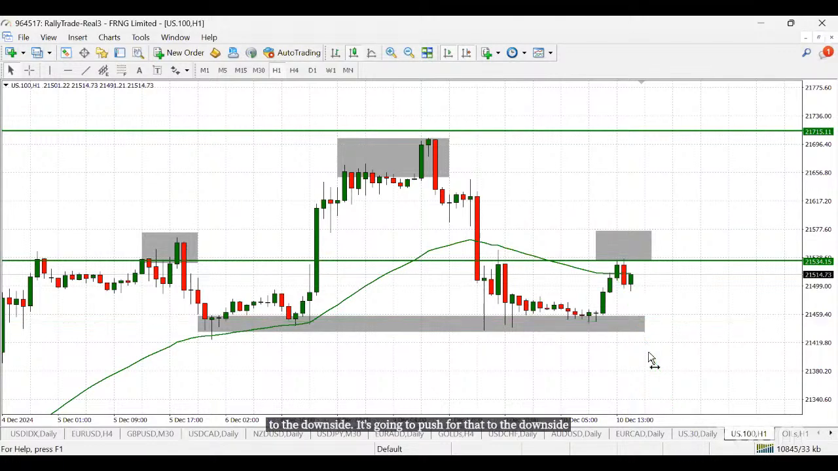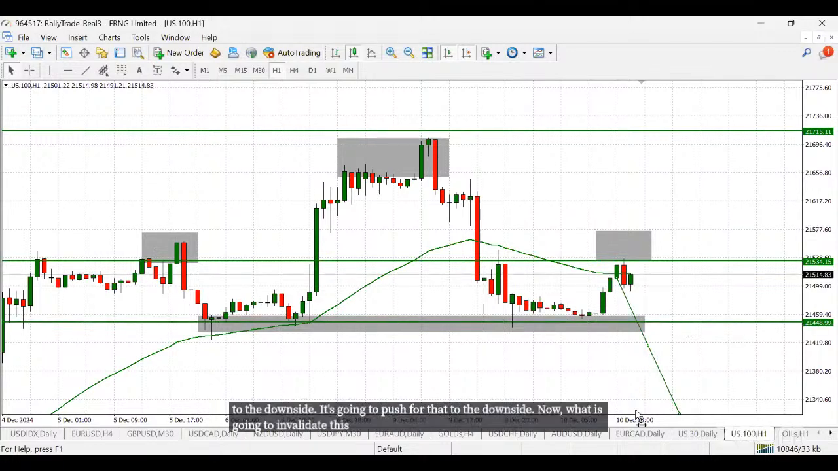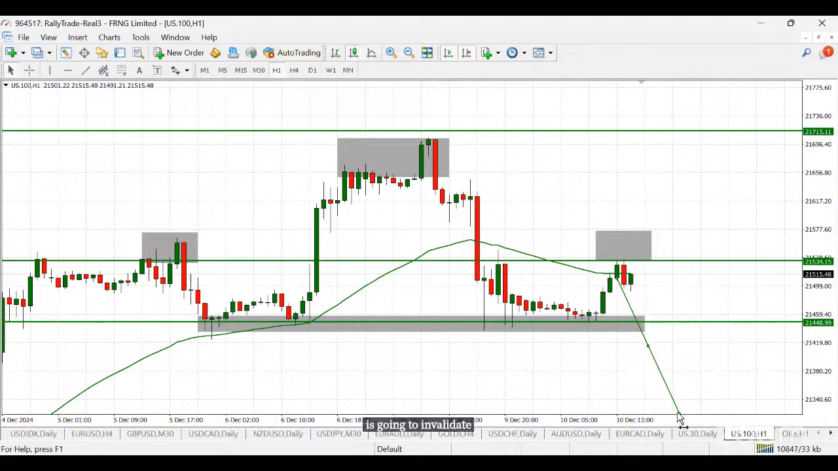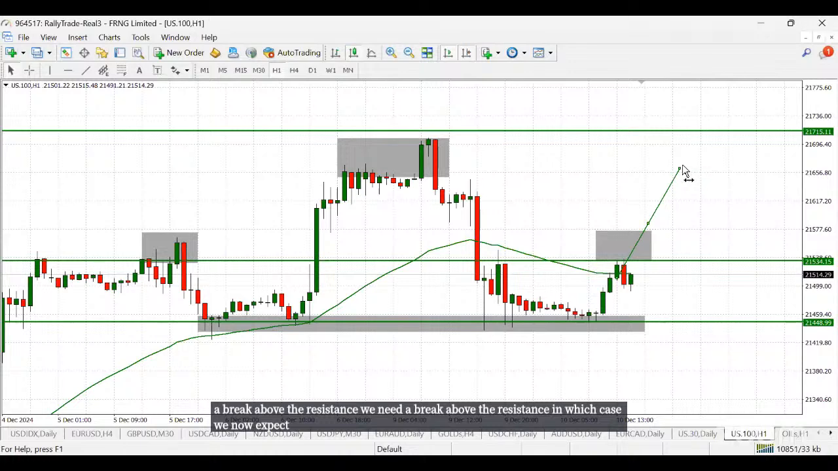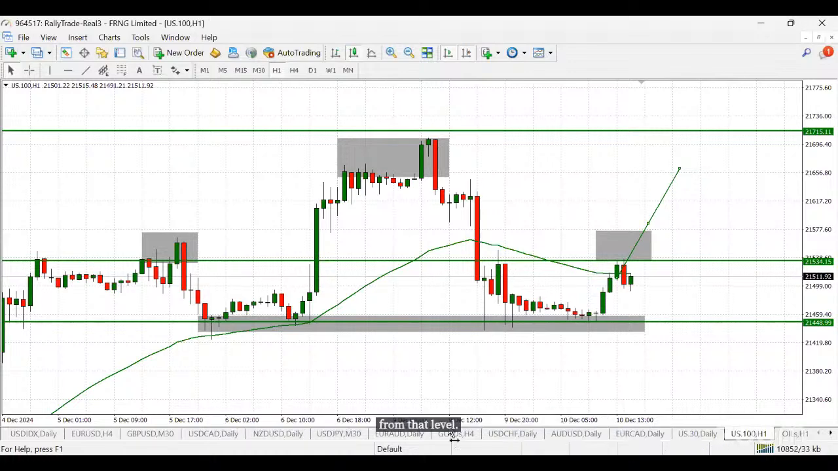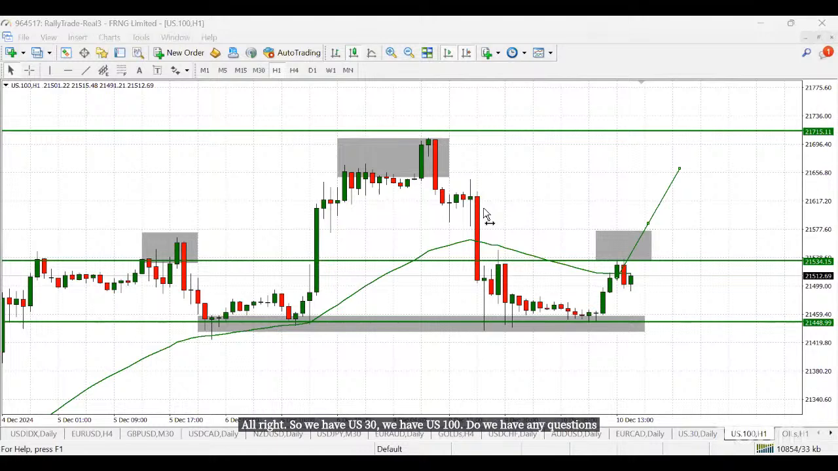Now, what is going to invalidate this? What is going to invalidate this would be a break above the resistance, in which case we'll expect price to push higher from that level. All right. So we have US 30, we have US 100. Do we have any questions on these two assets before we look at one more?